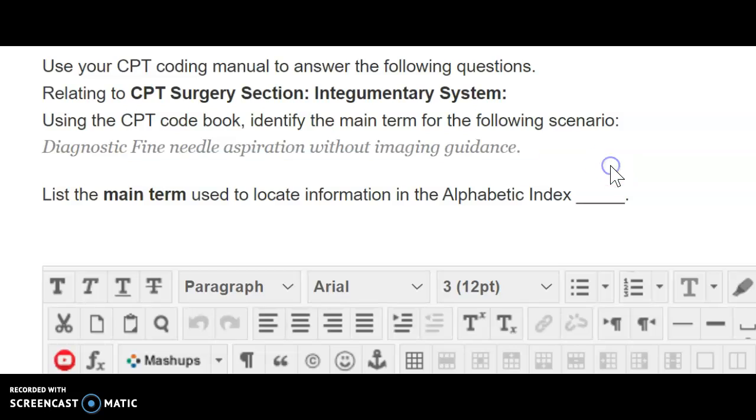So you don't. But also make sure that you do the whole process here. You do go to the index, find the main term, subterm, go to the tabular, confirm your answer. Because if you don't confirm the answer with the main term, that means that main term was not the right code. It has to be the right code if you're giving me the right main term. It also should lead me to the right code in the tabular list. Because if it's not going there, that means the main term is not correct.